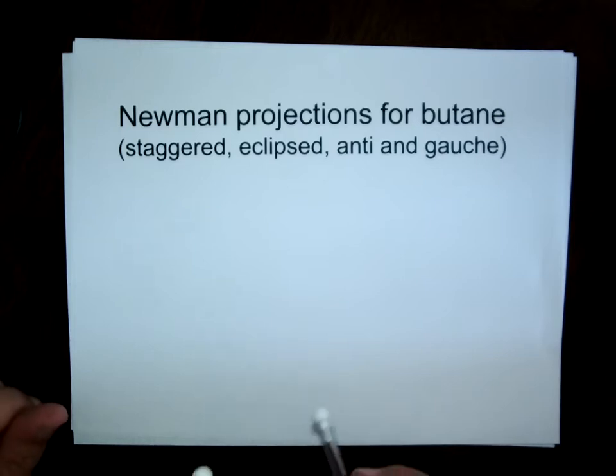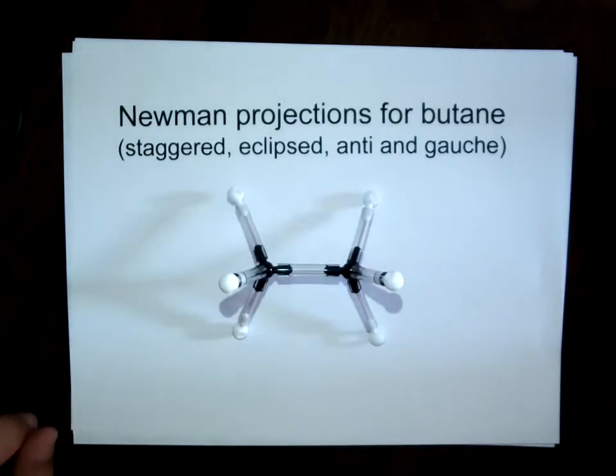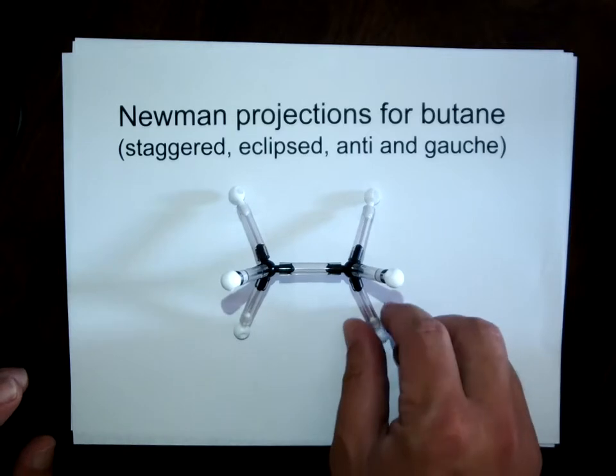In our last video, we took a little look at ethane, a very simple molecule, and looked at Newman projections for the eclipsed and staggered conformations of ethane. In this one, we're going to look at a slightly larger and more interesting molecule, butane, which is still pretty simple by molecule standards.